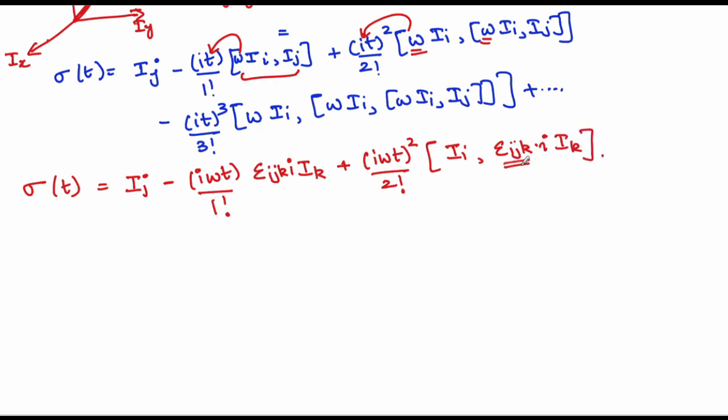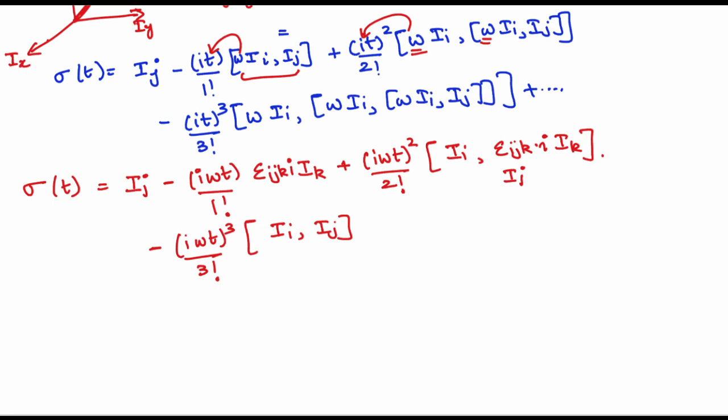The first one was cyclic. The second one would become acyclic, meaning that, let's say, in this case ijk was plus 1, you're going to have ik, which will not be cyclic anymore. So this term would end up cancelling to get a minus 1 here times i. So you're going to end up getting minus i square times Ij, and minus i square is nothing but plus 1. So basically, this entire term becomes Ij. Then minus i omega t the whole cube by 3 factorial times the commutator of Ii, Ij.